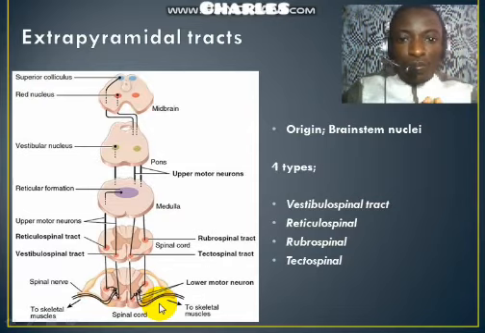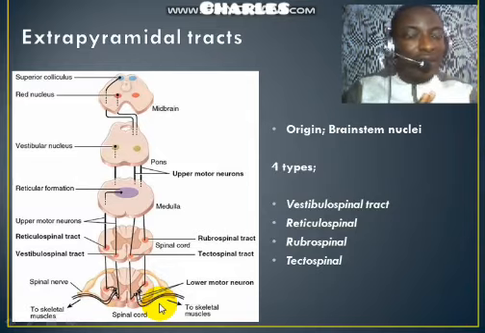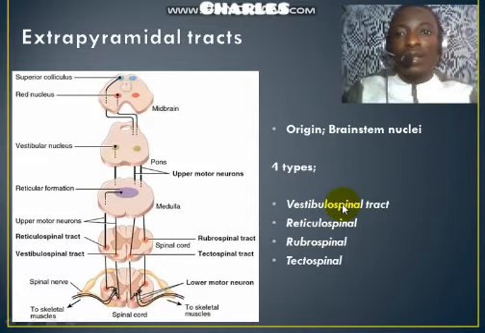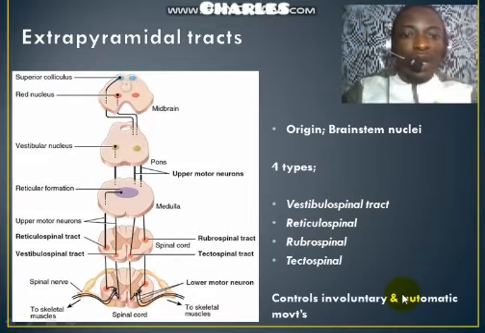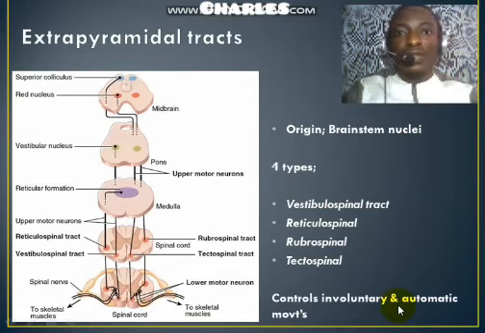So, rubro and tecto decussates at some point within the CNS, whereas the vestibulo and reticulo tract does not decussate at any point within the CNS. We shall look at these tracts one after the other, tracing their origins, their pathways and their functions. Okay, good. Now, this tract actually controls involuntary and automatic movement. Take note of that.